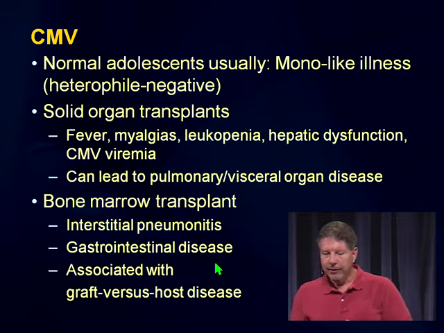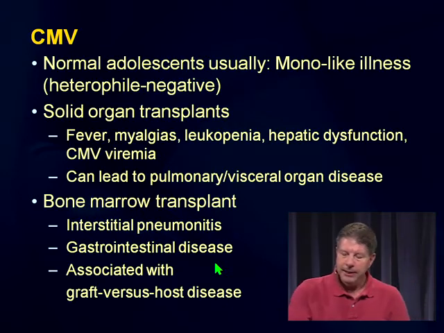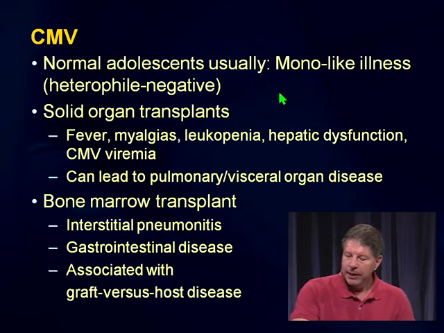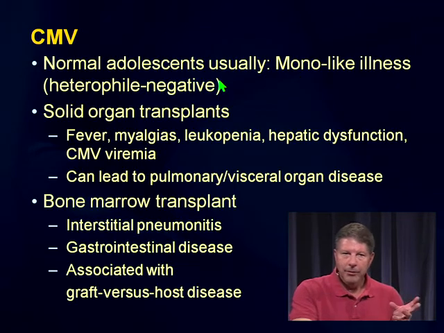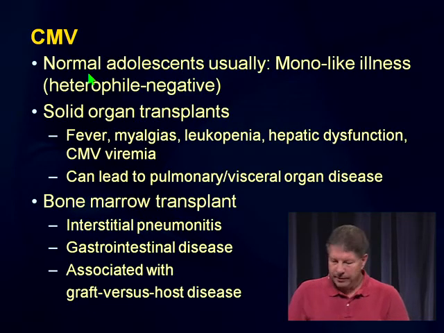We worry about these organ transplants. I don't think they'll ask you about that. They're more likely to give you the adolescent where you do a monospot, it's negative, and it's not strep because they've got these other URI things, and they want to know what is it, and you think, okay, it's got to be CMV.